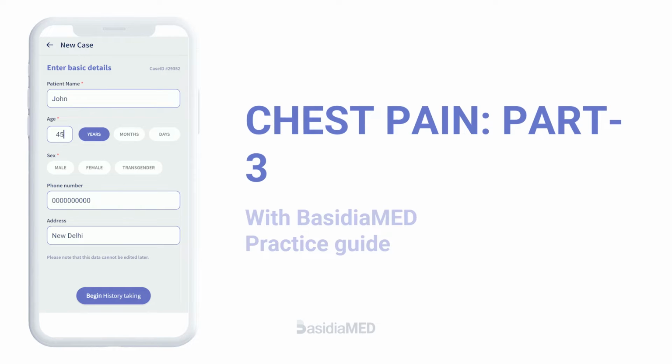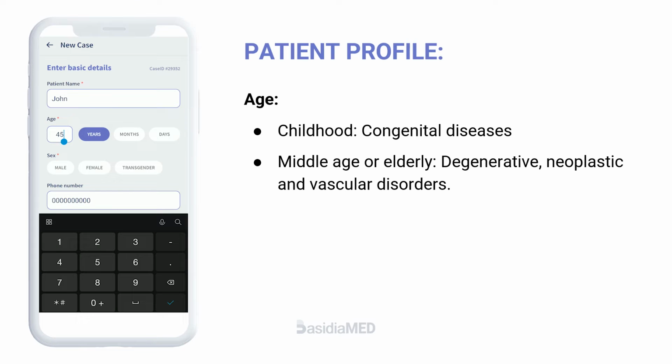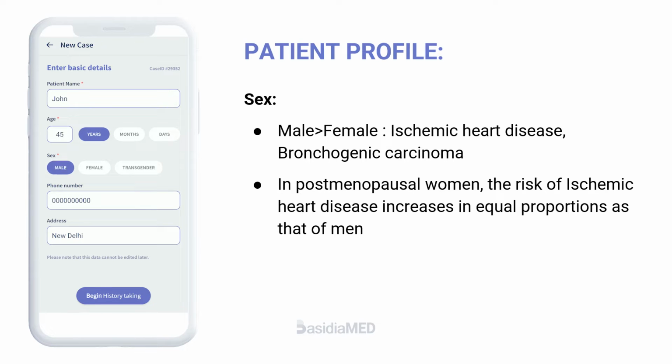Chest pain, Part 3. Patient profile, age. Chest pain in children may be congenital in origin. Degenerative, neoplastic, and vascular disorders are more common in the middle-aged or elderly. Sex. Males are more prone to develop conditions like ischemic heart disease and bronchogenic carcinoma. In postmenopausal women, the risk of ischemic heart disease increases in equal proportions as that of men.